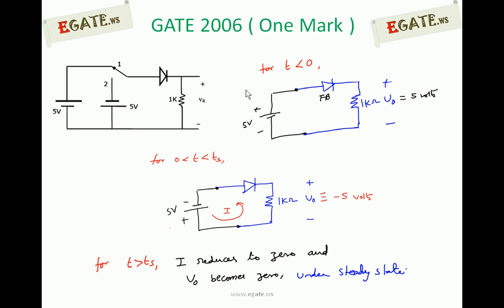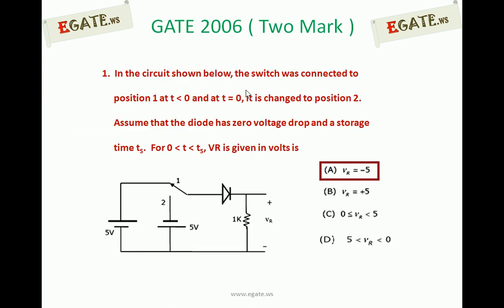But during the storage time period, even though the diode is in reverse bias, it will be in conduction state, so it acts as a short circuit. Because of that, the entire voltage drops across the 1 kilo ohm resistor, so the output voltage during the storage time period is minus 5 volts. The correct answer for this one is A, minus 5 volts. Thank you.